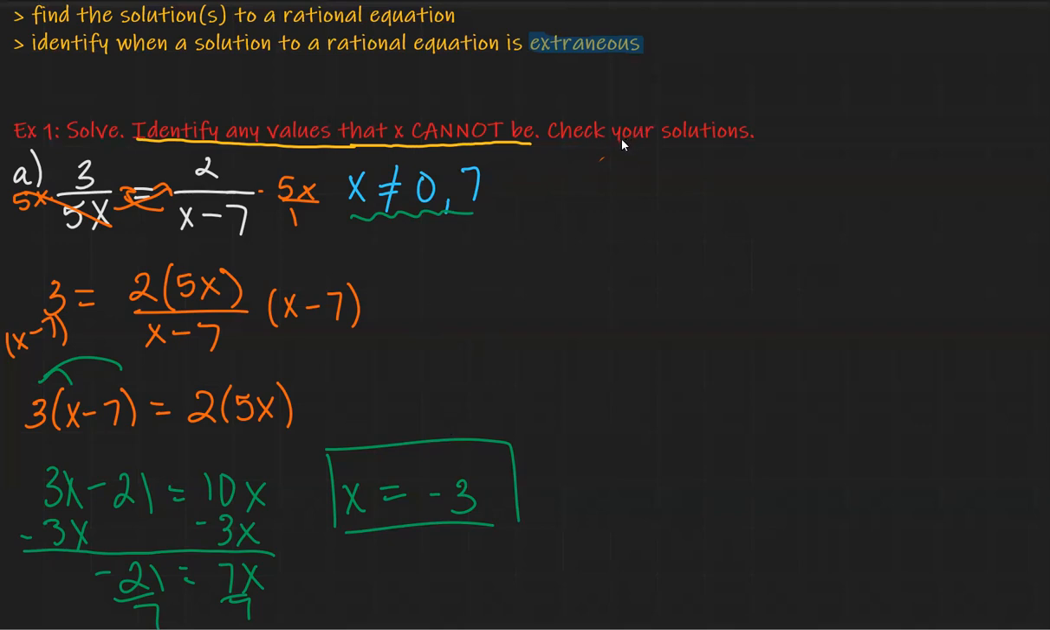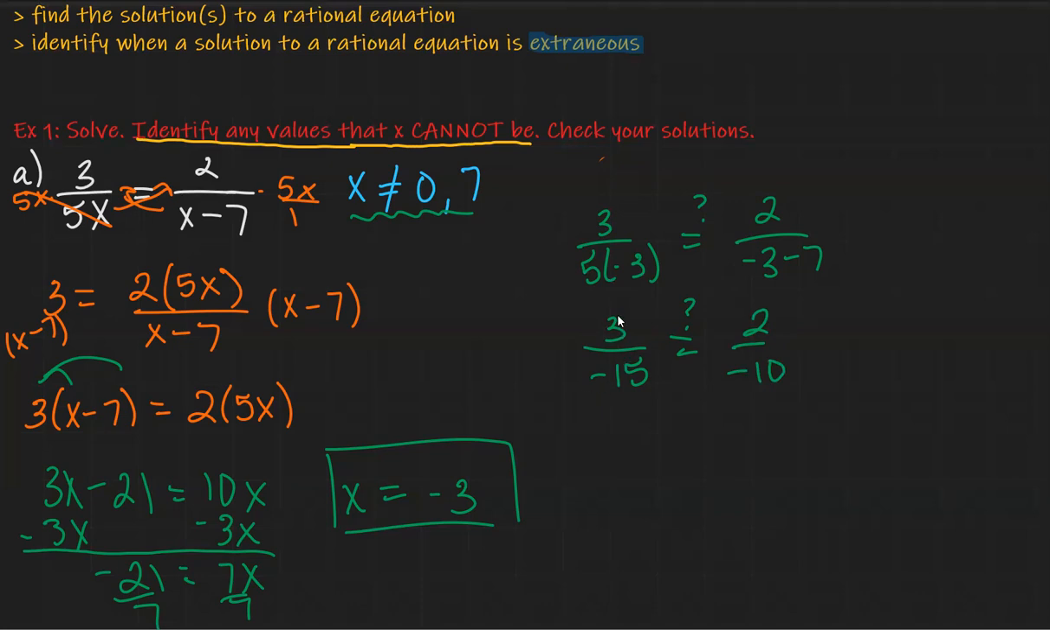Let's check our work. We'll only do this once just to show you how you're supposed to check your work. But if you're ever in any doubt, like, I don't know if that's the right answer, remember, you can always check your work because you can just plug it back in. So let's plug in negative 3. We have 3 over 5 times negative 3, hopefully equal to 2 over negative 3 minus 7. So 3 over 5 times negative 3 is 3 over negative 15, hopefully equal to 2 over negative 10.